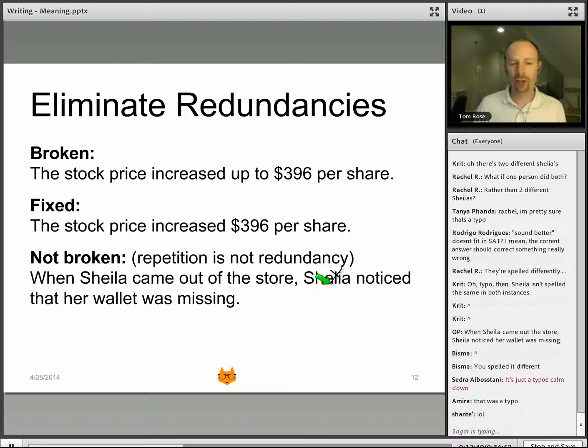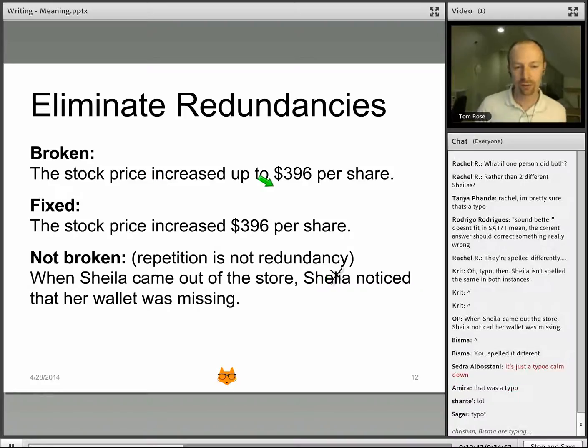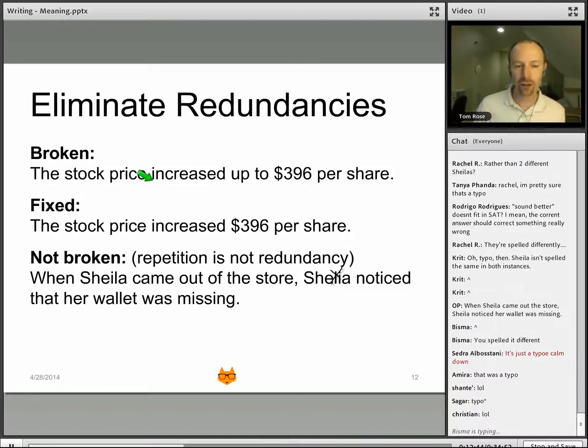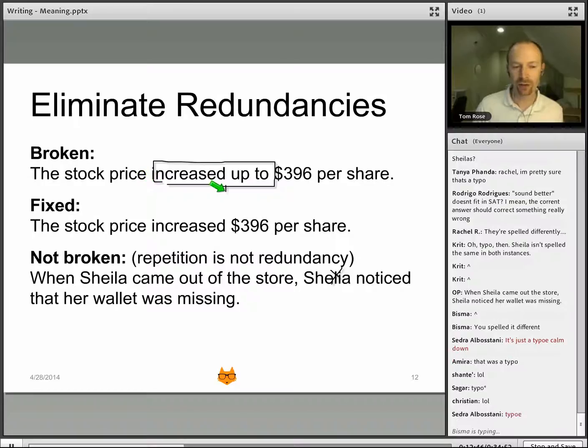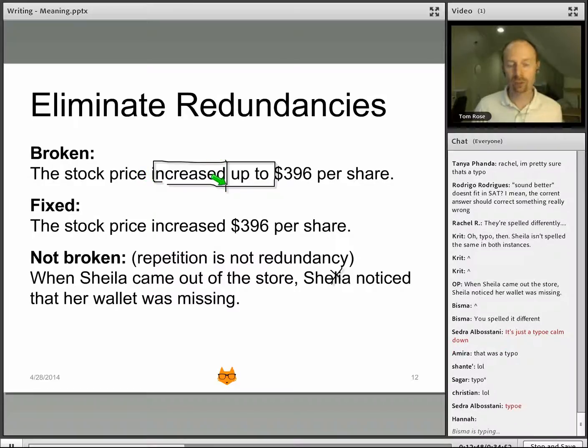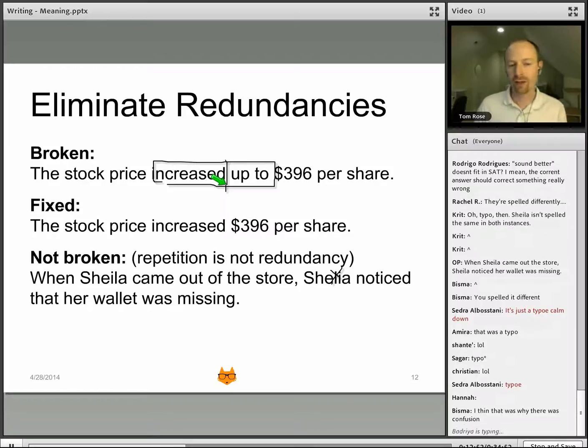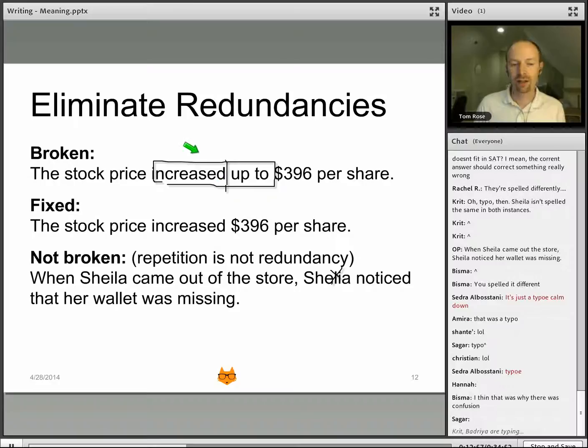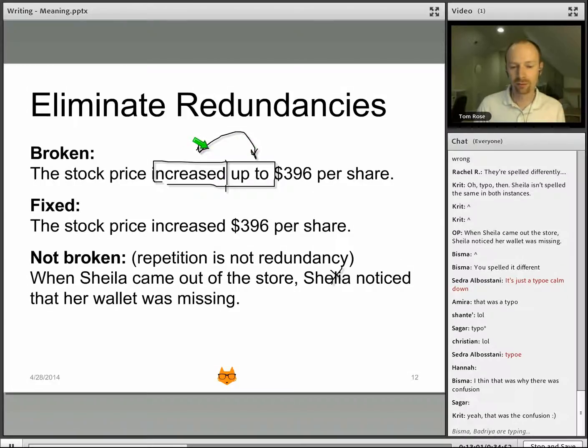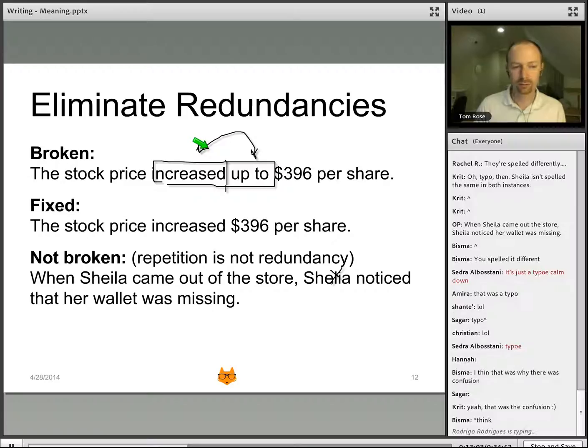In the original, notice here, "increased up to," we are not learning new information when we say "up to." When we say the stock price increased, that's one way of saying it. When we say the stock price rose up to, that's another way of saying it. So that is why this is redundant. Sorry about that typo.